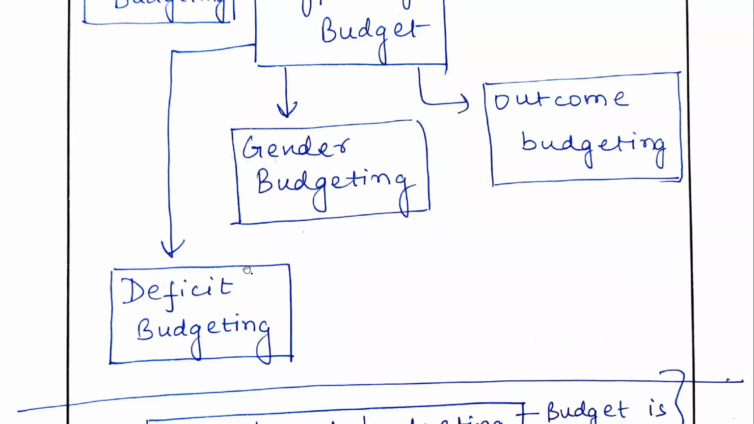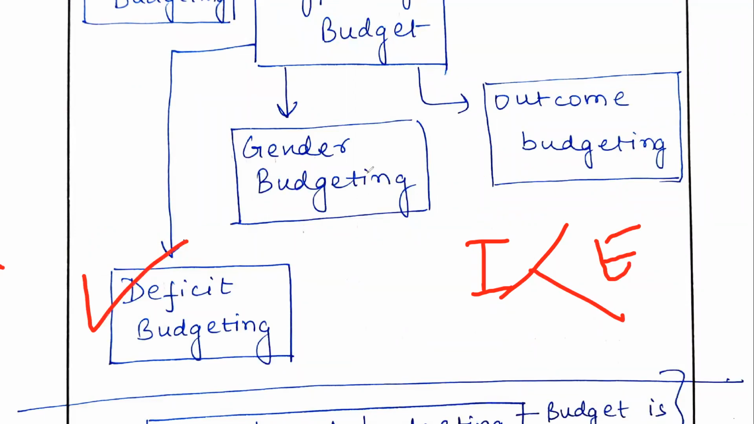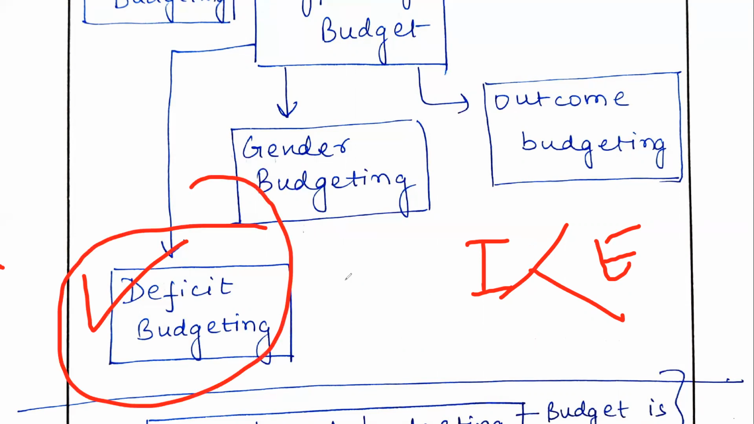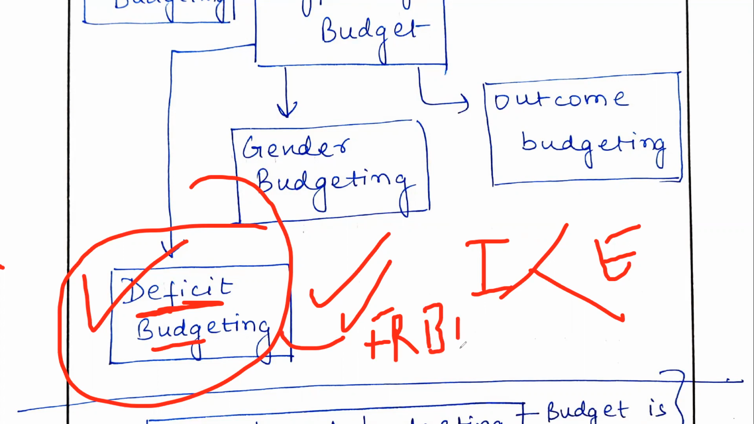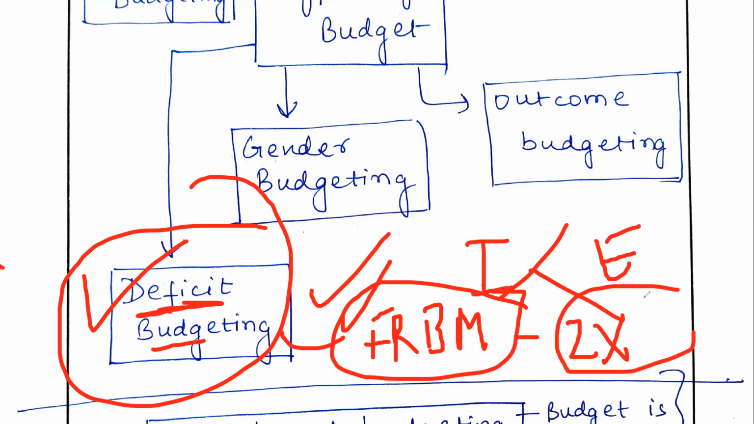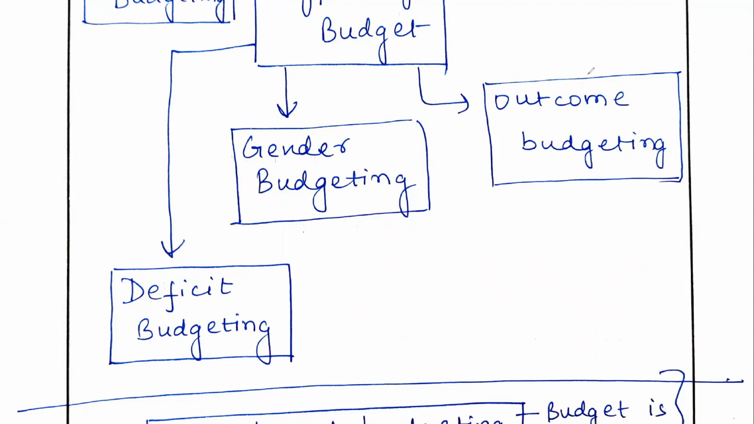Then deficit budgeting. What is deficit budgeting? Income is less than your expenditure, so that will lead to deficit budgeting. So this corona kal, lockdown kal, we had a deficit budgeting, and deficit budgeting is controlled by the FRBM Act. Okay, this has been asked two times in the past 6 or 7 years in your prelims. So we'll discuss that in detail as well in tomorrow's class.